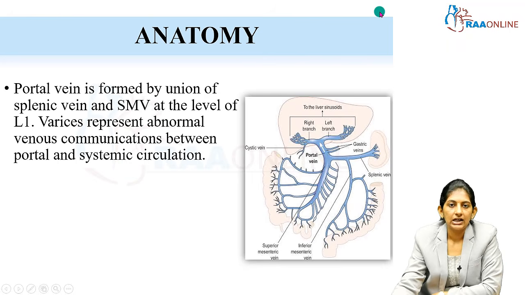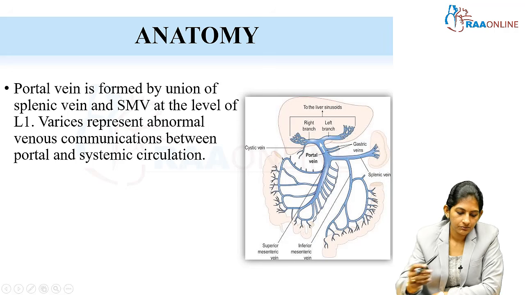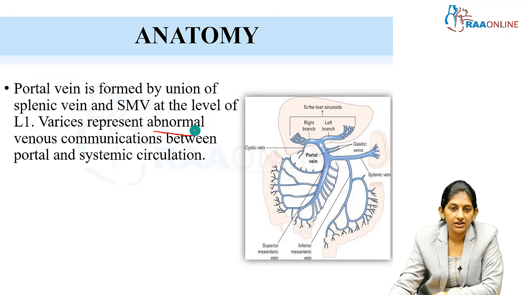So, a few anatomical points. The portal vein is formed by the union of the splenic vein and superior mesenteric vein. The inferior mesenteric vein flows and joins through the splenic vein. So, varices mean there is an abnormal communication between the systemic and the portal venous circulation. Those are the varices.